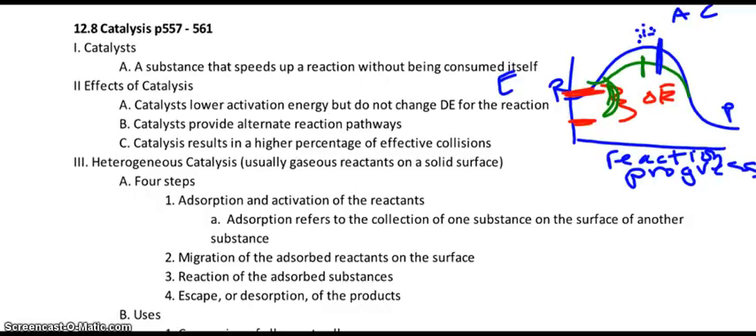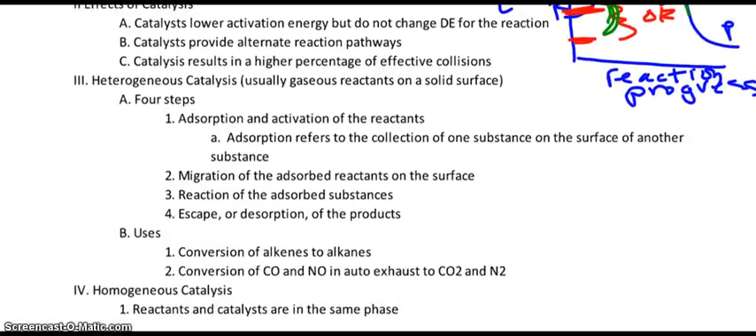So what are the four steps? The absorption and activation of the reactants refers to the collection of one substance on the surface of another substance. The migration of absorbed reactants on the surface, so they will go towards it. Then they will react, and then they will escape, or deabsorption, or desorption. Uses include conversion of alkenes to alkanes by breaking that double bond, and conversion of carbon monoxide and nitrogen monoxide in auto exhaust to carbon dioxide and nitrogen gas.